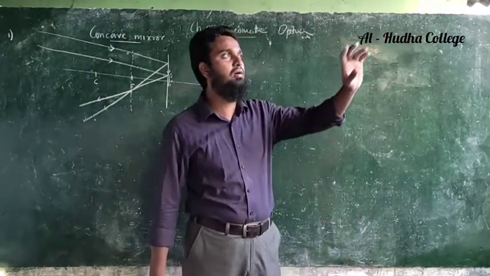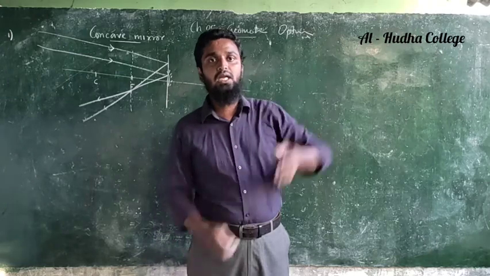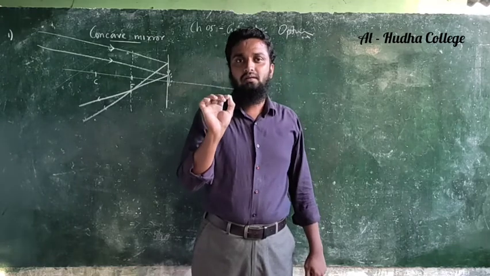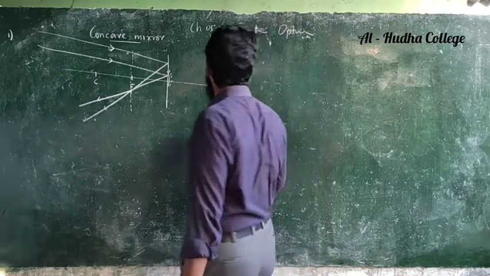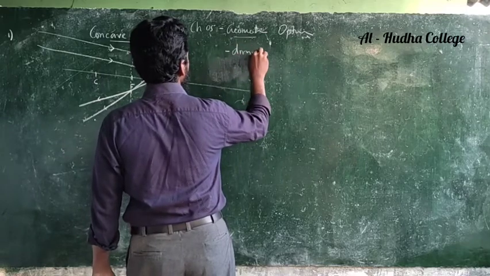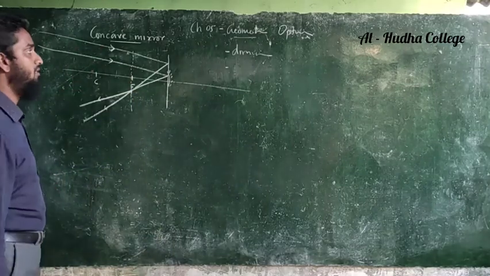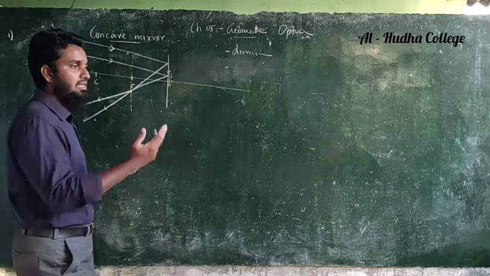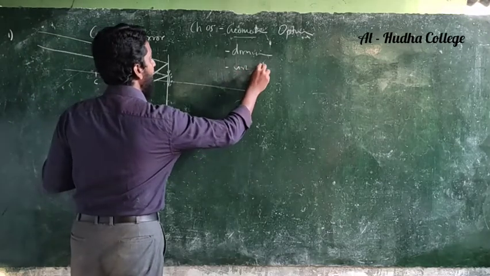If you are observing a tree very far away from me, it is going to be observed as a very small image on the screen. The first character of that image, the size, is going to be diminished, smaller than the object. The second character, the appearance: the image is going to be vertically inverted.